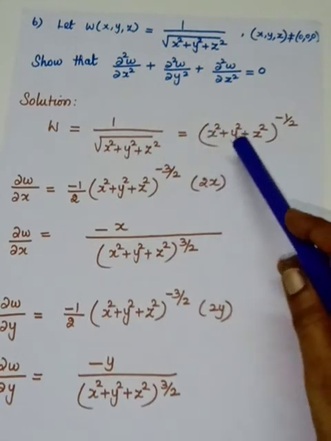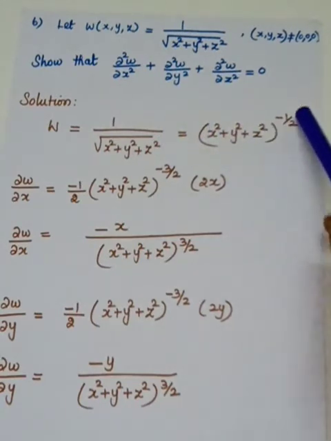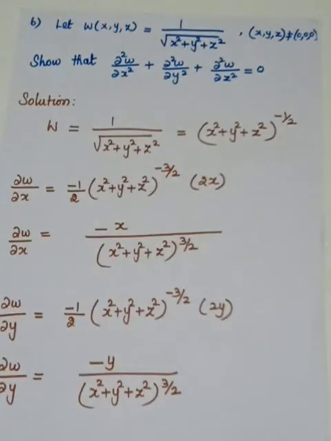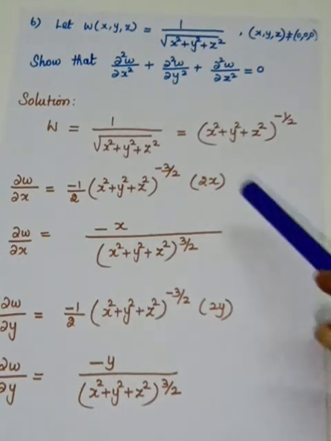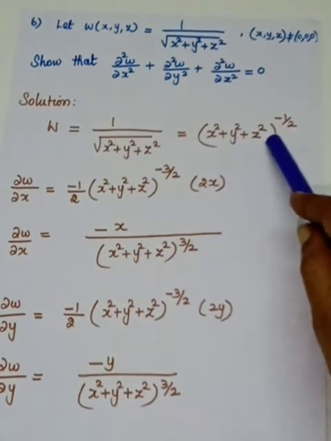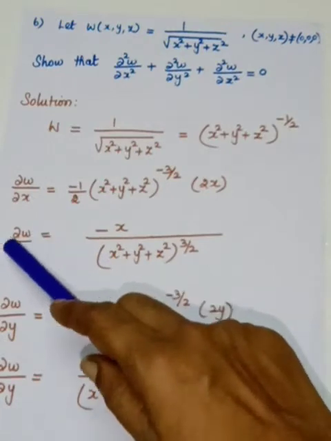So first you have to use the chain rule. In that chain rule you have to use the power rule. So minus 1 by 2 (x squared plus y squared plus z squared) the whole power minus 1 by 2 minus 1, that is minus 3 by 2. And you are going to differentiate partially with respect to x. So the x squared differentiation is 2x. The remaining are constant. Okay, that is dou w by dou x.